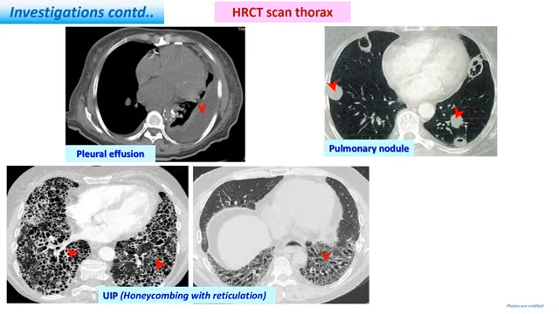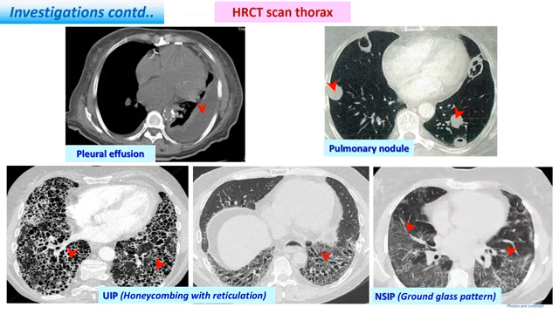interstitial lung disease. Here it is usual interstitial pneumonia pattern presented as honeycombing with reticulation, and next ILD pattern is NSIP pattern or non-specific interstitial pneumonia pattern, which is commonly presented as ground glass opacity in CT picture. So here we see in interstitial lung disease, two common patterns: number one, UIP pattern presented as honeycombing with reticulation; number two, NSIP pattern presented as ground glass opacity in CT picture.